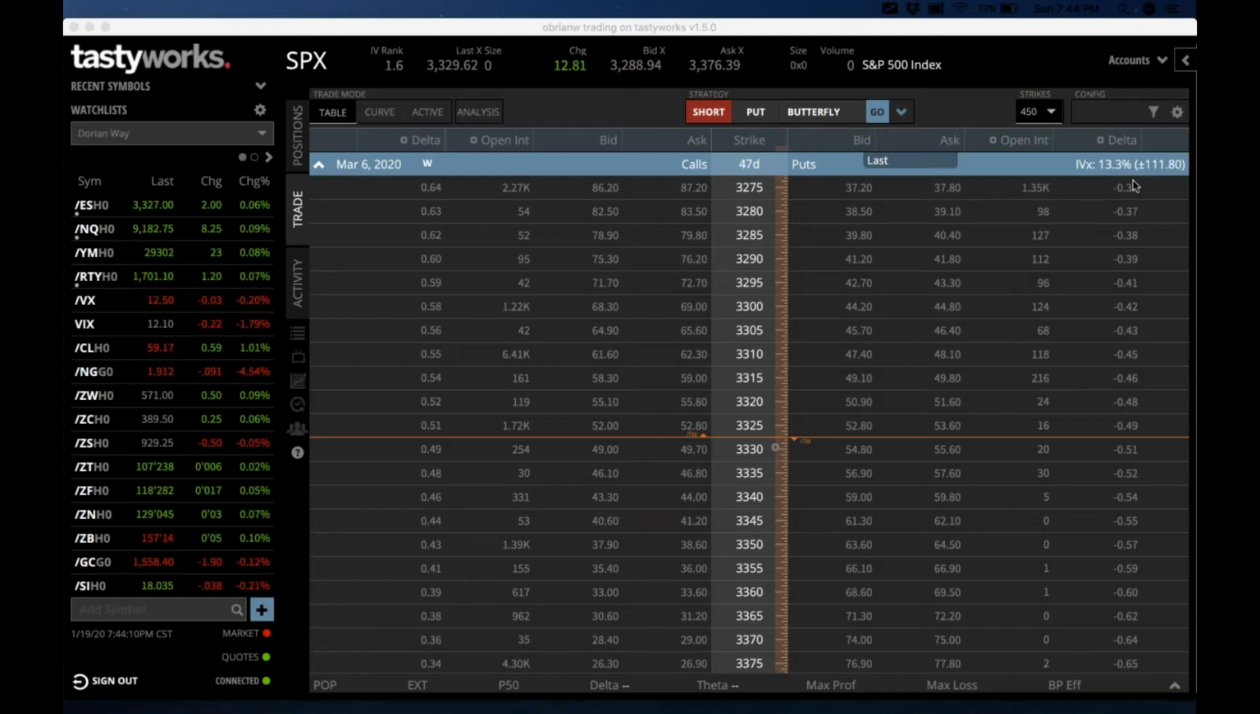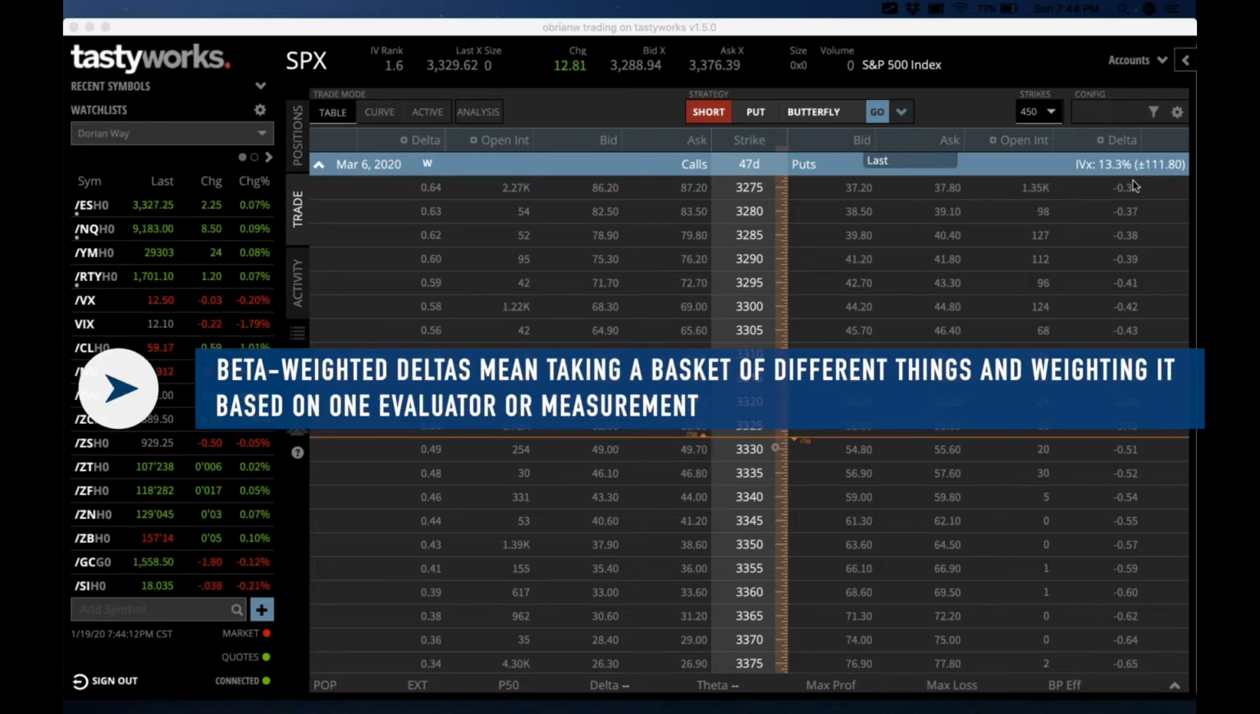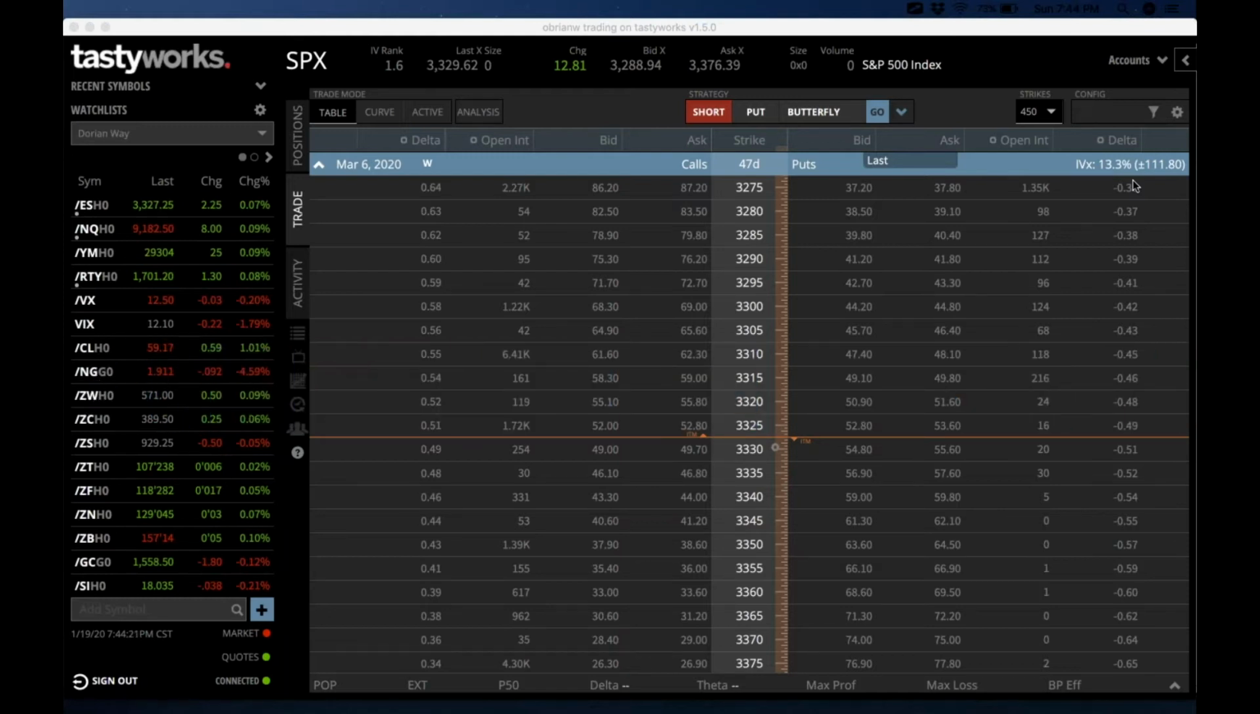Then you have something called beta weighted portfolio deltas. That means when you beta weight your deltas to something, and most professionals beta weight their portfolio to the S&P 500, the SPX. So if you had Apple, Tesla, Coca-Cola, and all these different shares and underlyings, all these different instruments, you beta weight it to the SPX so that you can know how your portfolio will work based on a 1-point move of the SPX.